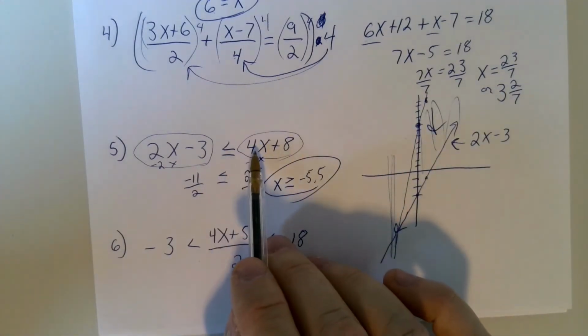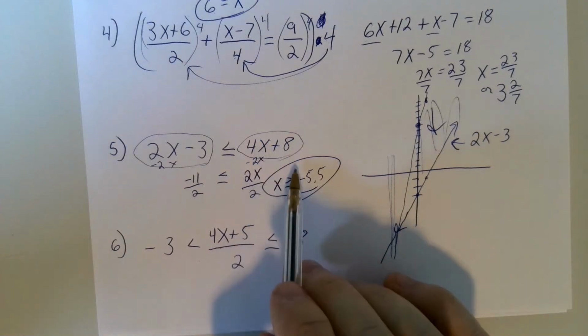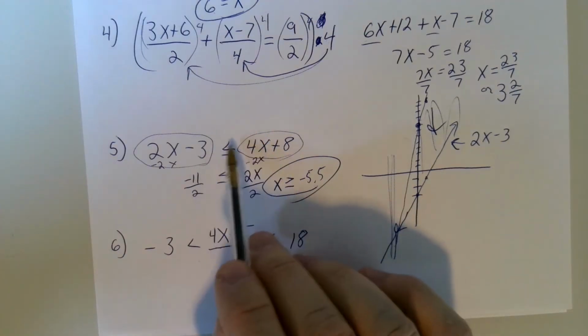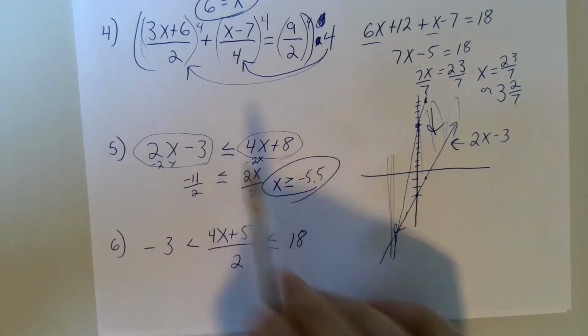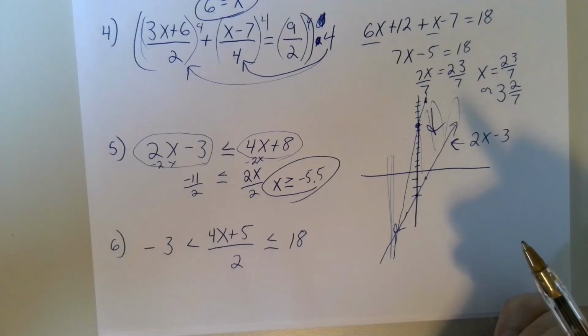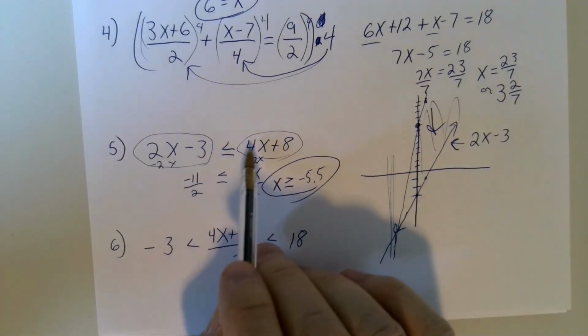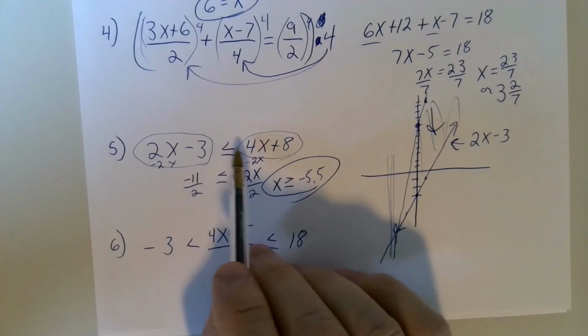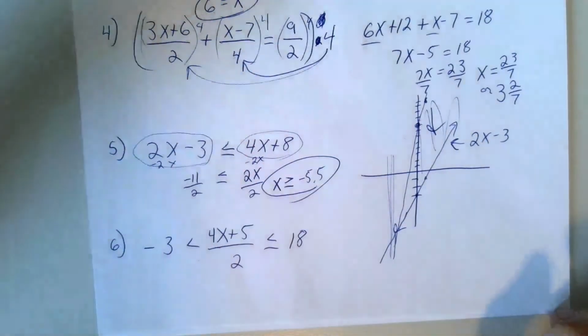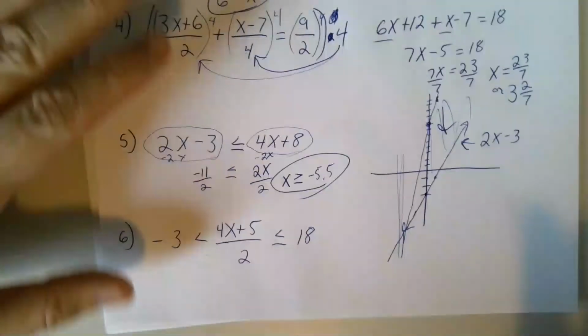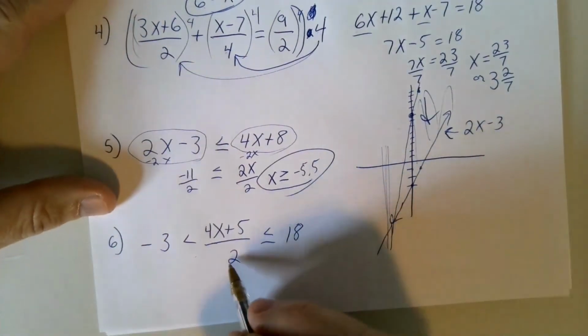Remember again that if you have to multiply or divide across an inequality with a negative number, you have to flip the inequality. Okay? One more time. If you multiply or divide by a negative across an inequality, you have to flip the inequality. So if it's less than, move it to greater than. If it's greater than, move it to less than. Okay, so let's do one of these ones here.